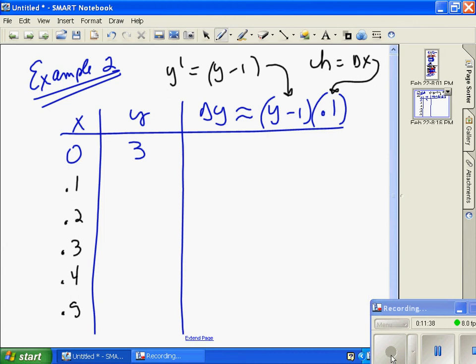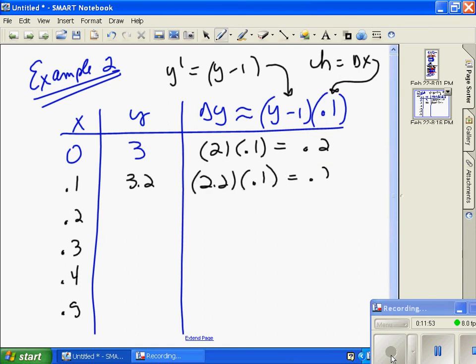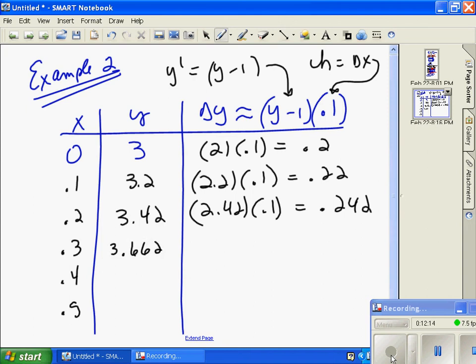So assuming that you've already got this done, you just need to check real quick. I'm taking 3 minus 1 to get a 2 times 0.1. I got 0.2. Add that to 3, I got a 3.2. Then I take a 2.2, because I took 3.2 minus 1, times 0.1, I got 0.22. Add that to the existing y, so I get 3.42. Then I take 2.42 times 0.1, and I got 0.242. Boy, I hope I didn't make any mistakes here. I'm sure if I did, you'll find them. And then I add that to the existing y value, so that would be 3.662.